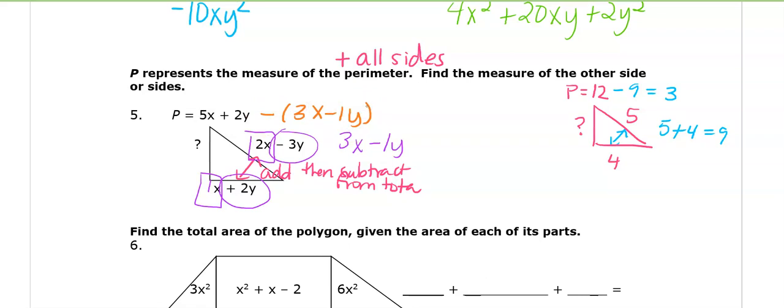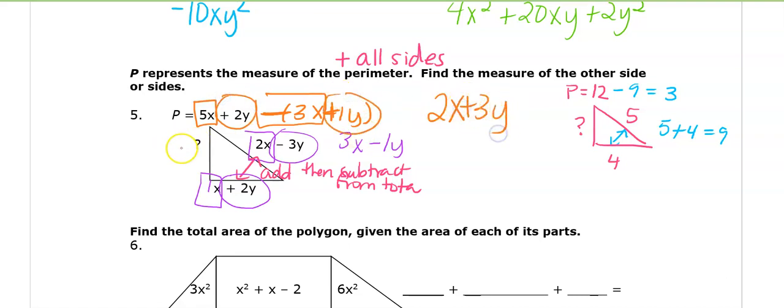And if you notice, it tells me that I'm going to have to distribute that negative to each thing in the parentheses. So that 3 is going to become a negative, and this 1 is going to become a positive. And then I'm going to combine my like terms. 5x minus 3x is a 2x. 2y plus 1y is a 3y. So that would be our missing side. We did it the exact same way as we did these easy numbers over here. Just took it up a step.